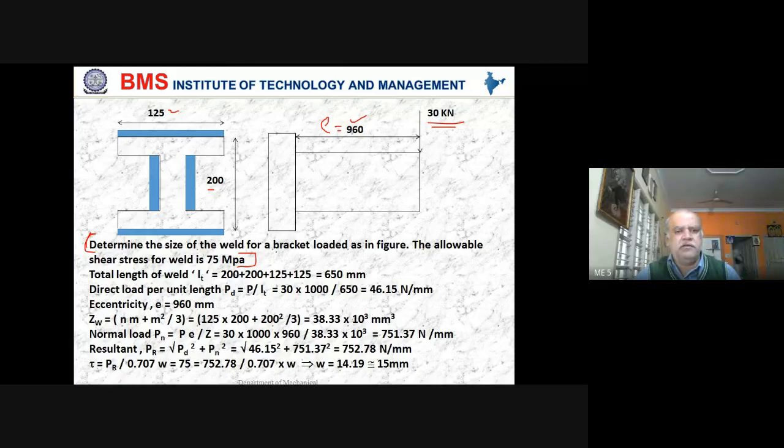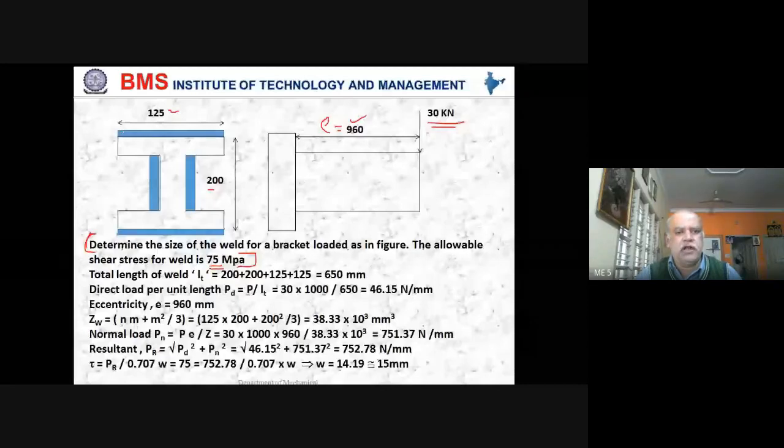Determine the size of the weld for a bracket loaded as in the figure. The allowable shear stress for the weld is 75 megapascal. And all these blue shaded regions that I have shown here are the welds.